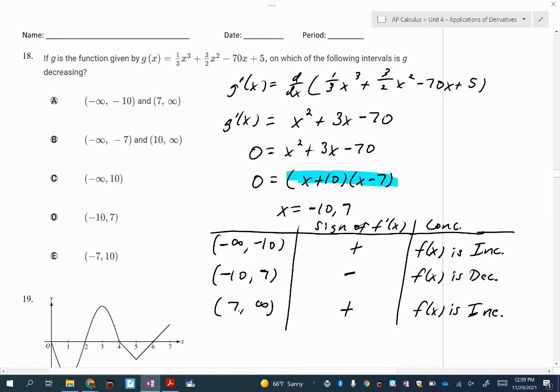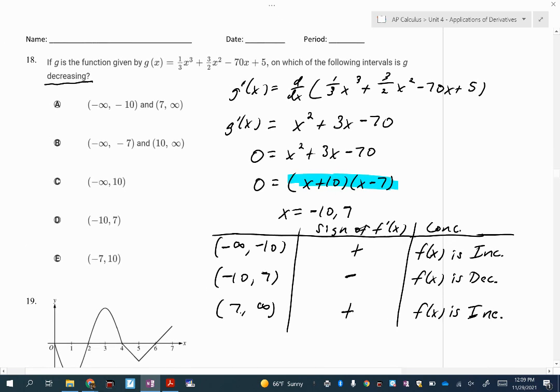So to answer this question, which of the following intervals is the function decreasing? The only one is between -10 and 7. So letter D. Again, you could do this by just plugging the original function into Desmos.